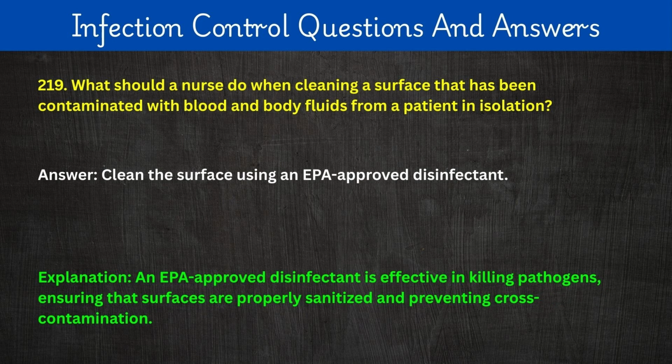219. What should a nurse do when cleaning a surface that has been contaminated with blood and body fluids from a patient in isolation? Answer. Clean the surface using an EPA-approved disinfectant. Explanation. An EPA-approved disinfectant is effective in killing pathogens, ensuring that surfaces are properly sanitized and preventing cross-contamination.